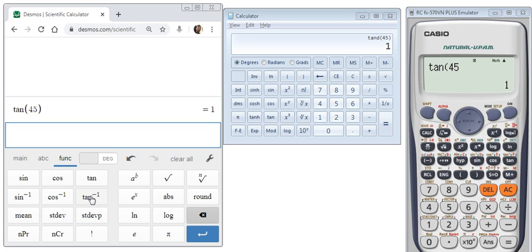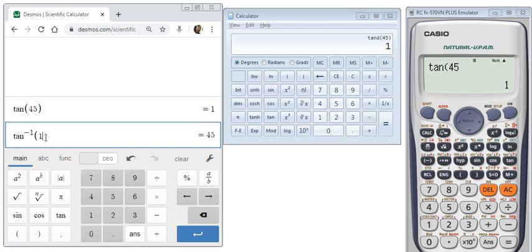So I'm gonna click here, and I'm gonna ask, okay, if the tangent is equal to 1, what is the angle? So the calculator is giving me, well, the angle is going to be 45. Okay, 45. So let's see how we can find the same answer using the other calculators.